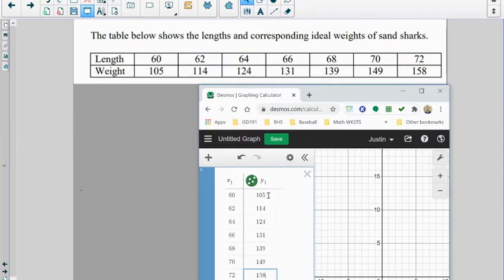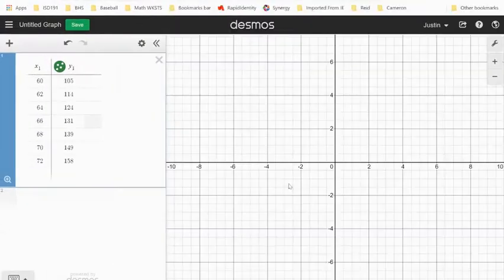The other thing I would strongly recommend is to do a real quick glance at all of your data. Make sure you didn't mistype anything. It is really easy to hit the wrong number on here, and it makes a big difference on your slope and your y-intercept later. So take the extra 10, 15 seconds, double check your data and make sure everything looks okay. All right, so my table looks fine.